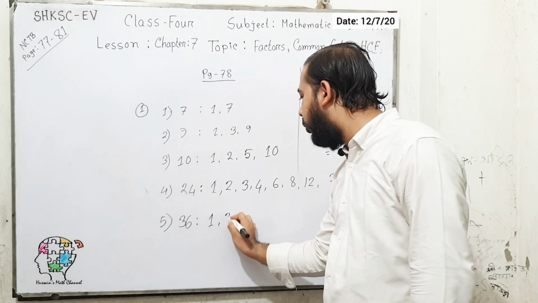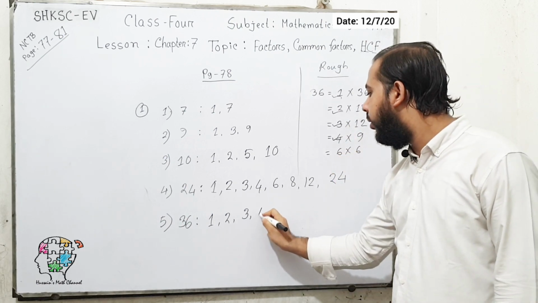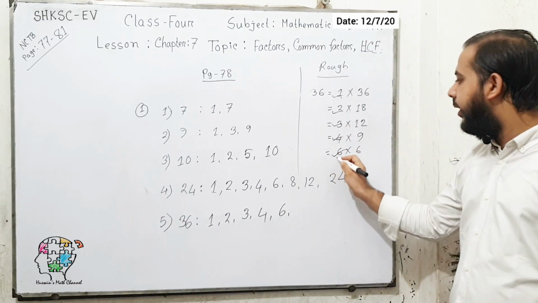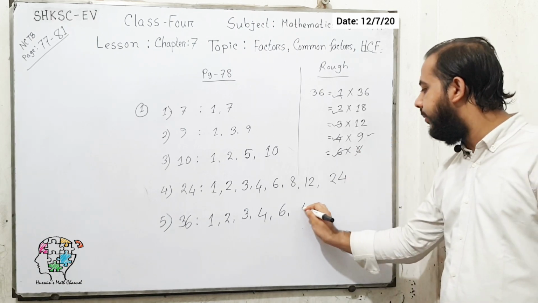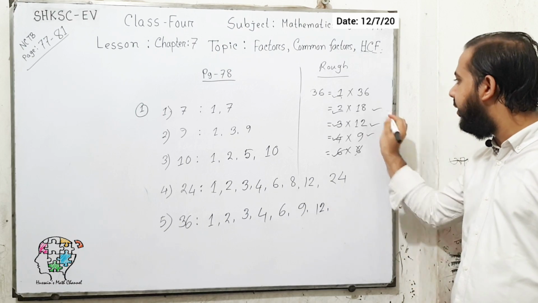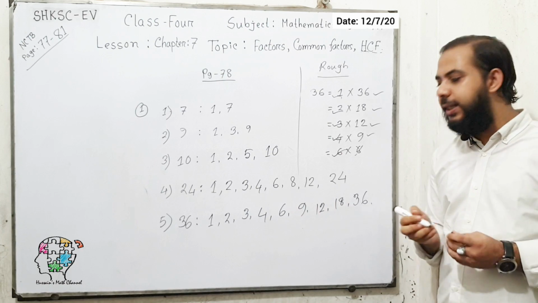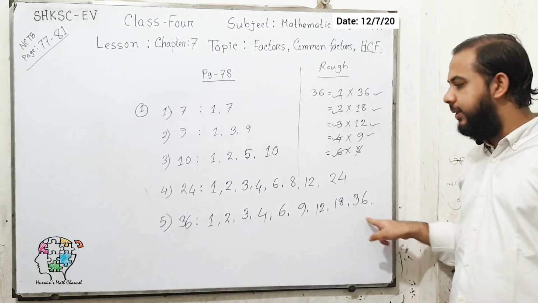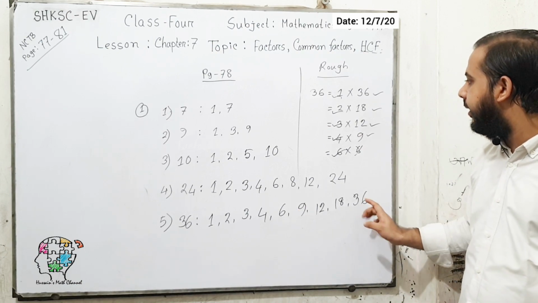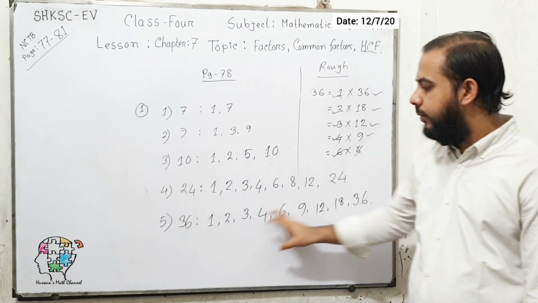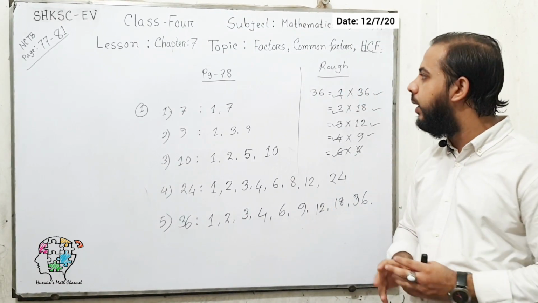At first 1, 2, 3, 4, then 6. We already wrote 6, so we don't write it 2 times, only 1 time. Then 9, then 12, then 18, and then 36. So factors of 36 are 1, 2, 3, 4, 6, 9, 12, 18 and 36. There are total 9 numbers. So 36 has 9 factors in total.